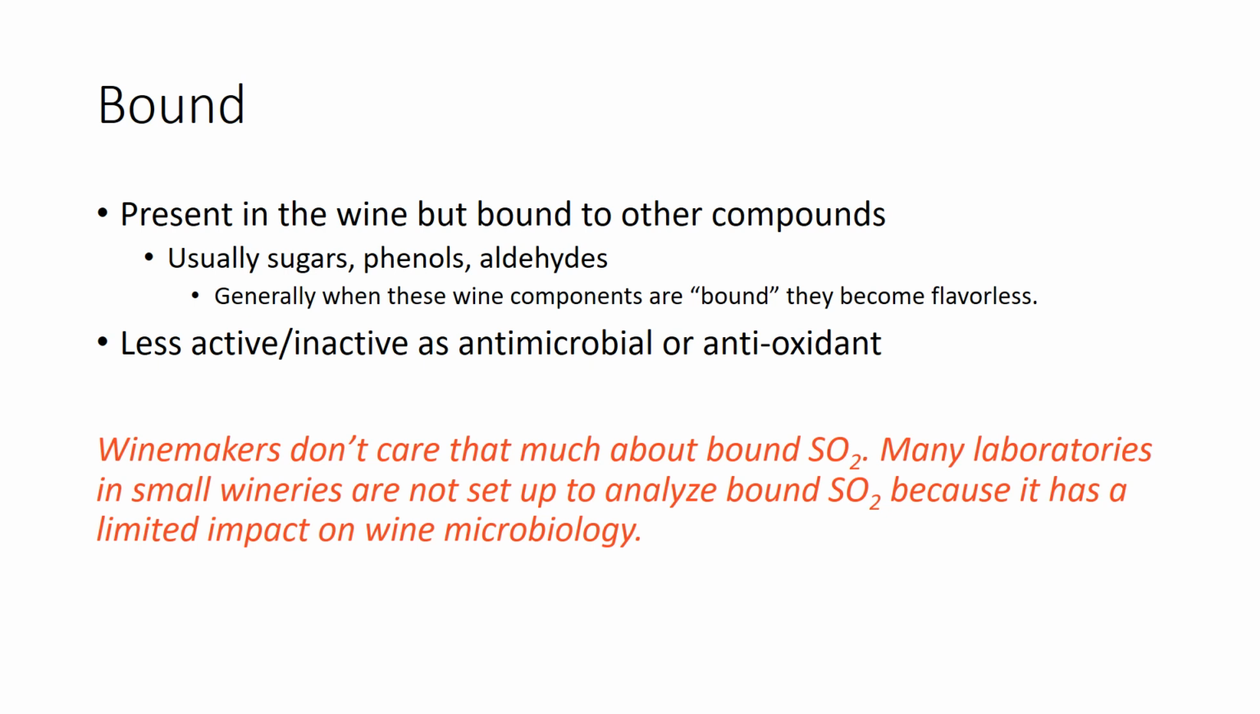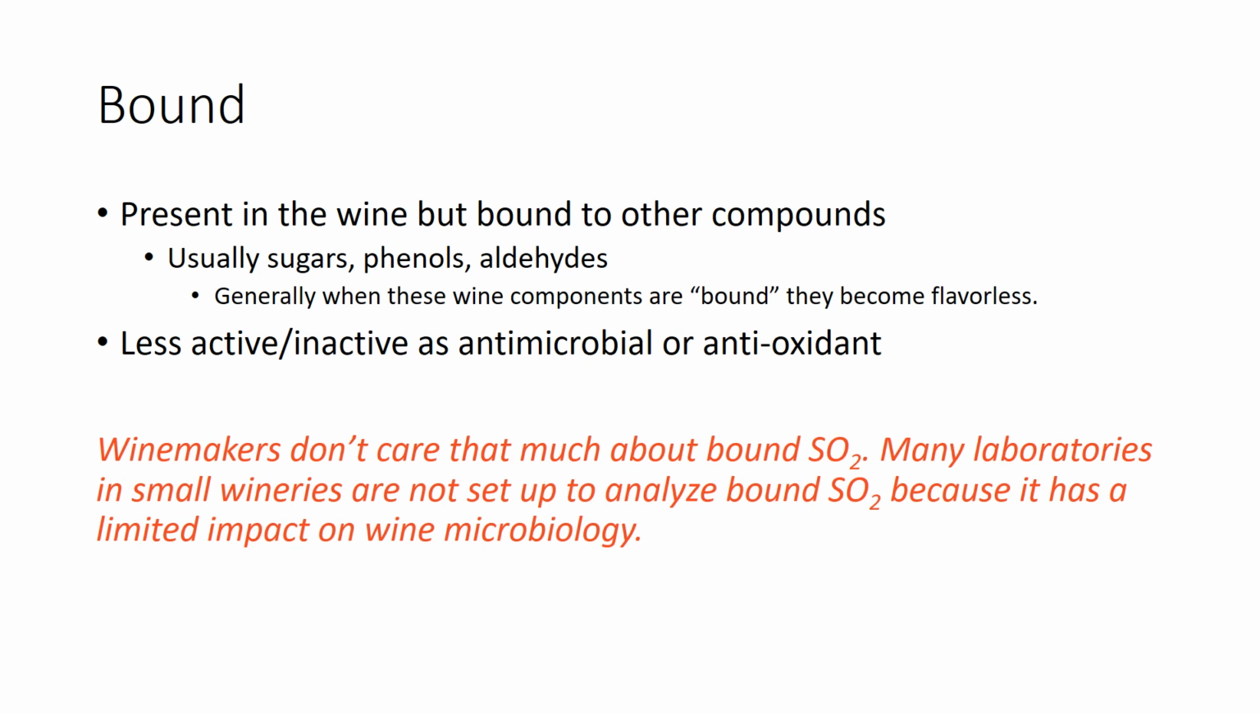So starting out easy with the bound sulfur dioxide. This is sulfur dioxide that's present in your wine, but it's bound to other compounds. So this is usually sugars, phenolics or tannins, or aldehydes, things that smell like oxidized aromas. So generally, when wine compounds are bound to sulfur dioxide, they become flavorless. That's not true for sugars or phenolics, but for things that you can smell, like oxidized aroma or butter flavor, those become flavorless. This form of sulfur dioxide, the form that's bound to stuff, is less active to completely inactive as an antimicrobial or antioxidant.